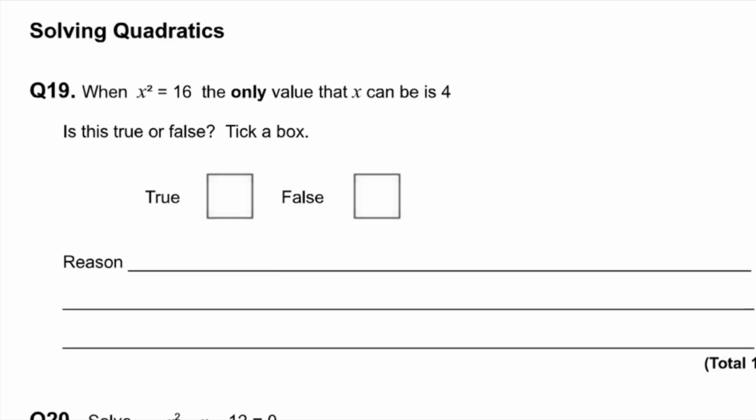When x squared equals 16, the only value that x can be is 4. Is this true or false? Tick a box. It's false, isn't it? Because when you square root something, you're going to get a positive and negative solution, aren't you? So square root of x squared equals the square root of 16. So x is going to be plus or minus 4. So there are two solutions. Okay, I think that's good enough.